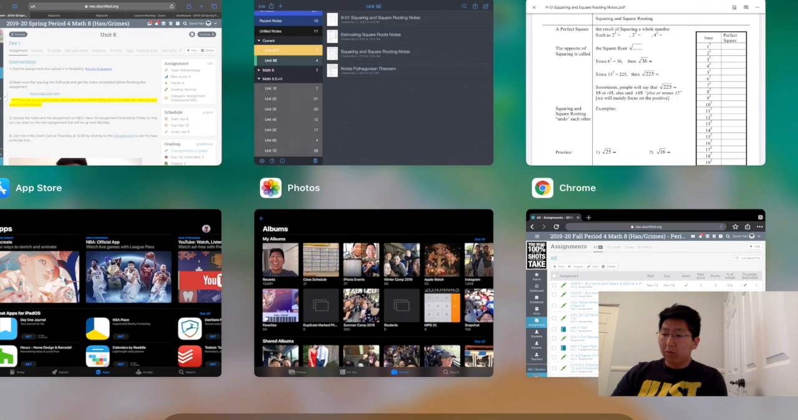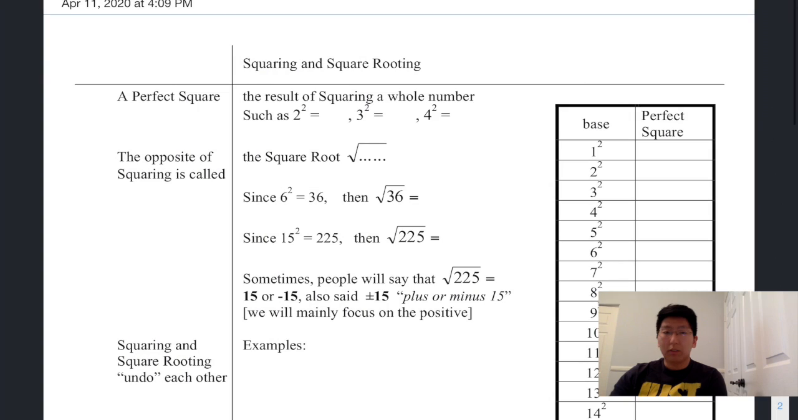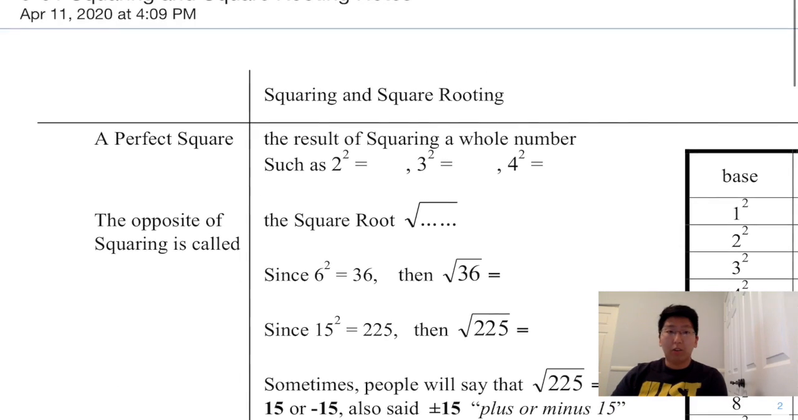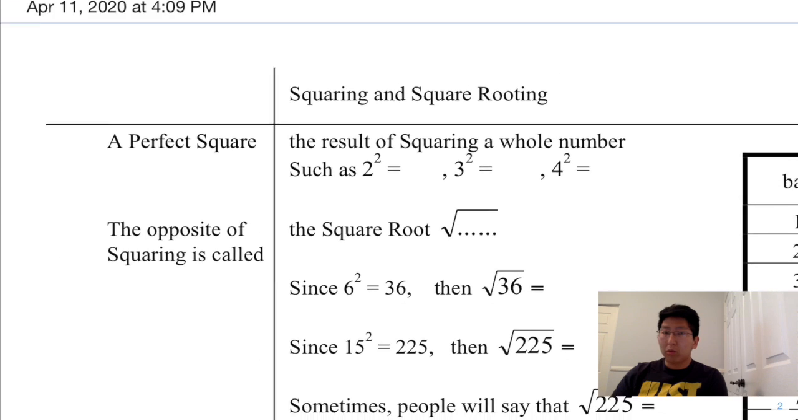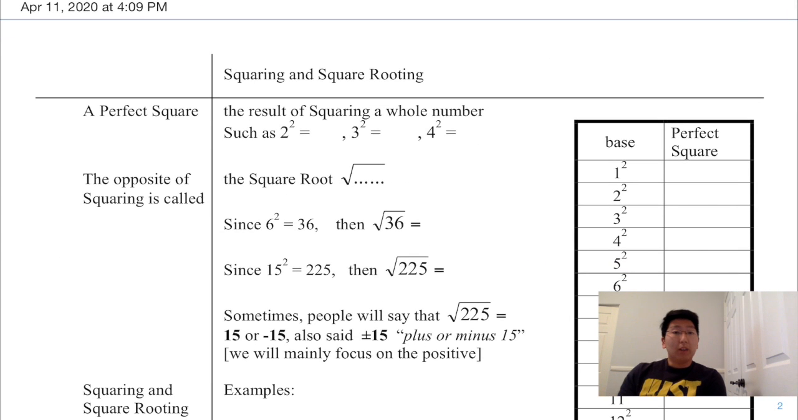We'll go ahead and move over to Notability because I already imported it. Okay, so let's get started. If you need to pause, you can pause. So squaring and square roots, we're going to be talking about, well, we've been talking about exponents, okay? And I'm going to be teaching you right now that squaring is when we have the exponent to the power of 2. So a perfect square is a phrase we're going to be using for when you have the answer or the result of squaring a whole number.